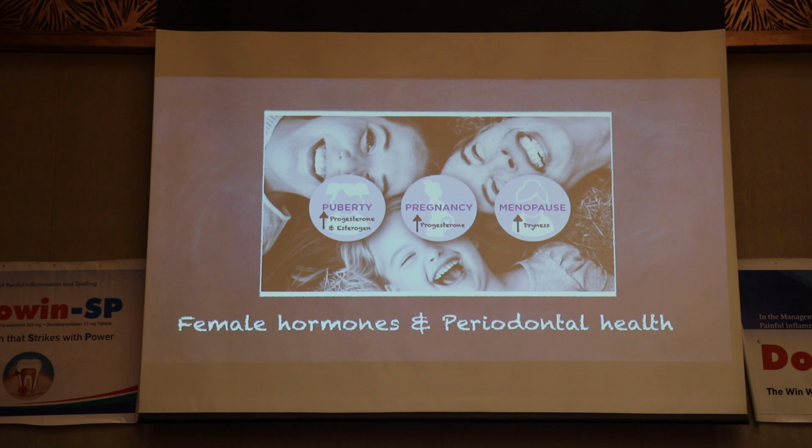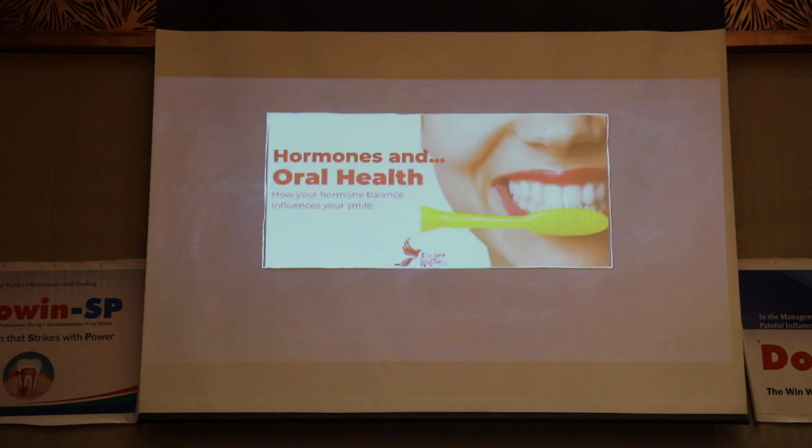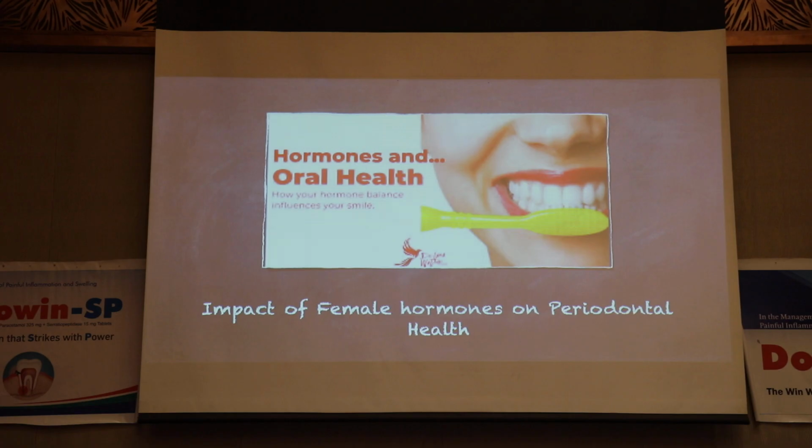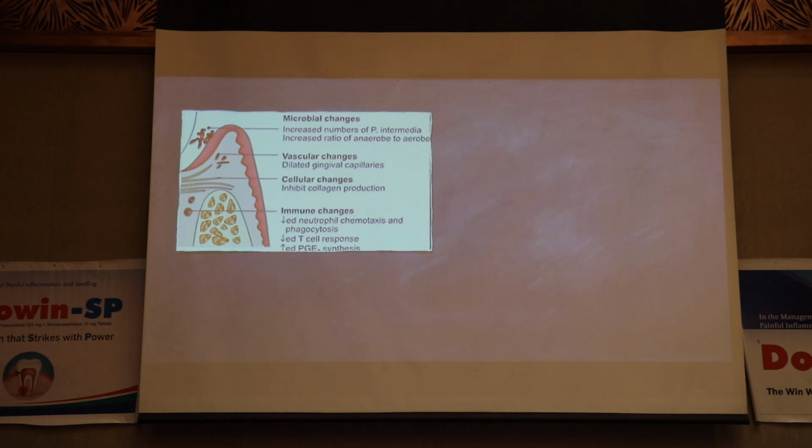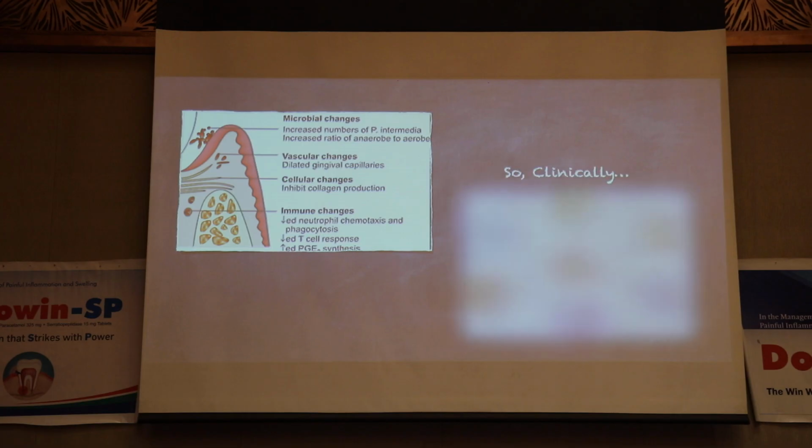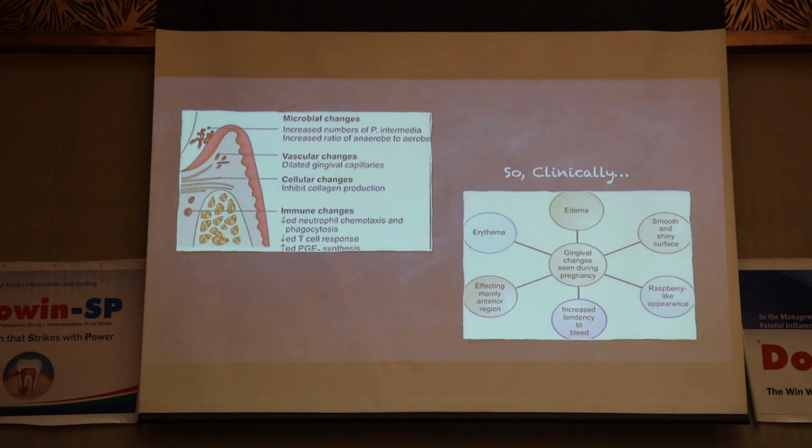So to get into the topic again, it's female hormones and periodontal health. Do hormones have an influence on oral health? Yes, they do. Microbiologically, I don't want to go too theoretical. We will have a microbiological change, a vascular change, a cellular change, and an immune change because of the female hormones in the woman's body. So clinically, what can you see? You can see erythema, edema, a shiny surface, a raspberry appearance, and a tendency to bleed. Mainly it affects the anterior region.